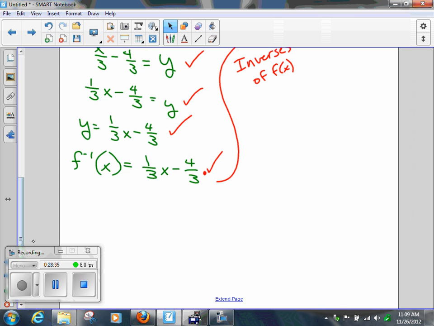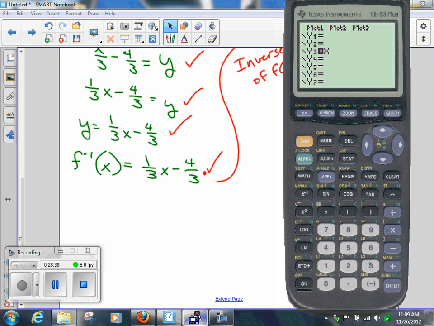3x plus 4, right? And then I've got 1/3 parentheses x minus 4/3. But I'm a huge fan of the parentheses. And then just watch. Is this what you saw? The original, the inverse, and the parent graph.